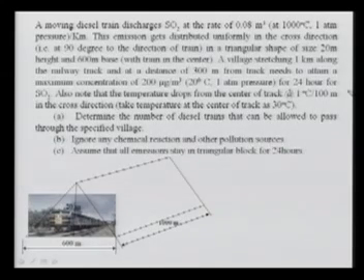A moving diesel train discharges SO2 at the rate of 0.08 meter cube per kilometer, at a discharge temperature of 1000 degrees Celsius and 1 atmosphere. The emission gets distributed uniformly in the cross direction, that is 90 degrees to the direction of the train, in a triangular shape of size 20 meter height and 600 meter base, with the train in the center. Now you can see a picture on the left hand side.